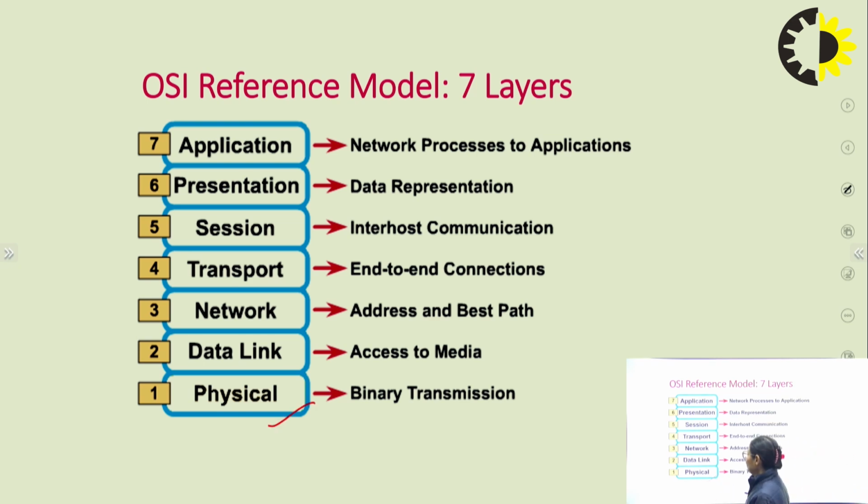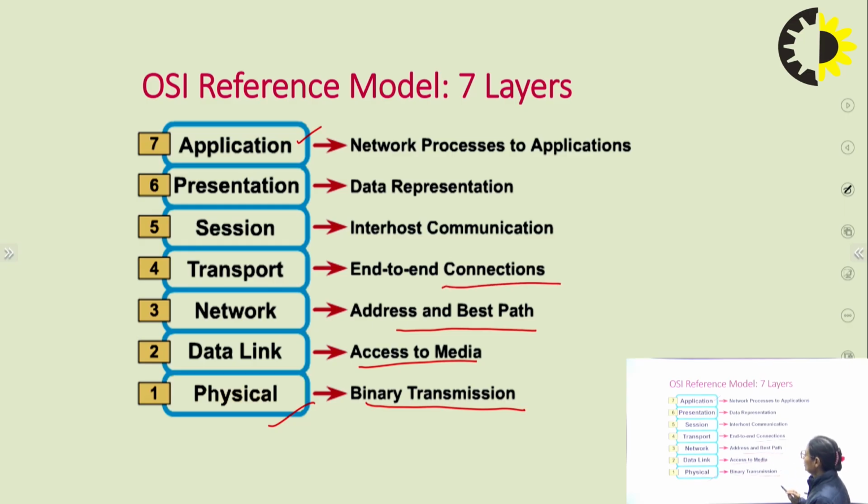At the bottom, we have the physical layer, and at the top, we have the application layer. The physical layer is basically responsible for the binary transmission, that is, the transmission of 0 and 1 bits. The data link layer provides access to the medium. The network layer provides the addressing scheme and also tells which best path to follow when we are doing the communication. The transport layer is responsible for providing end-to-end connections.